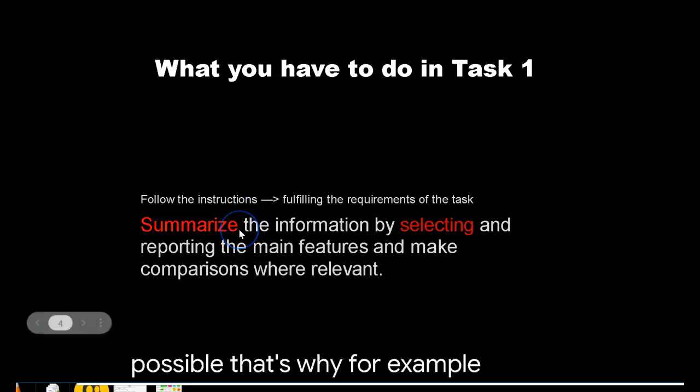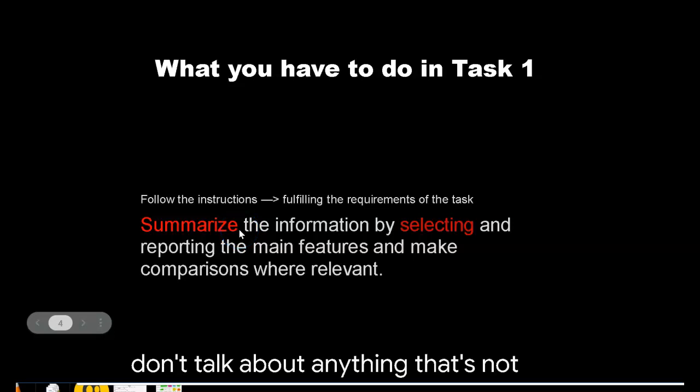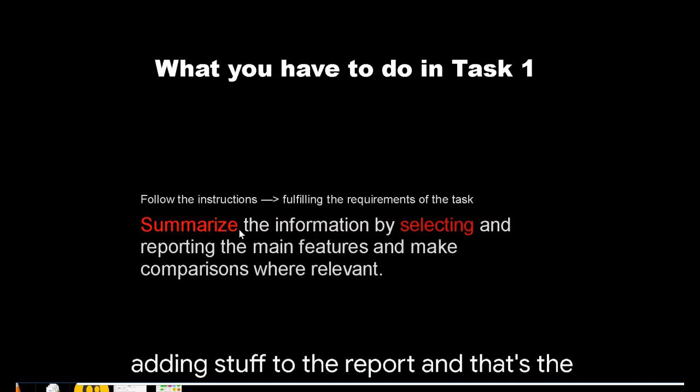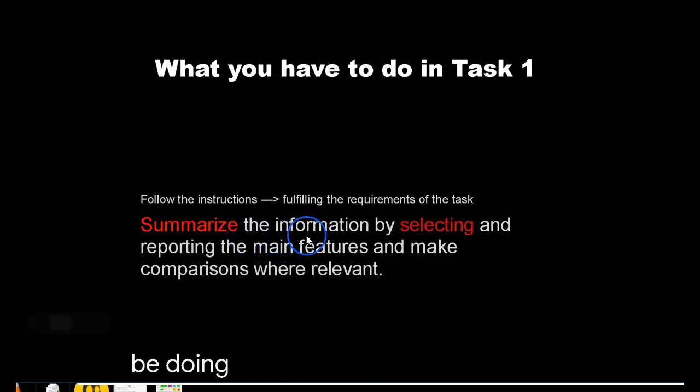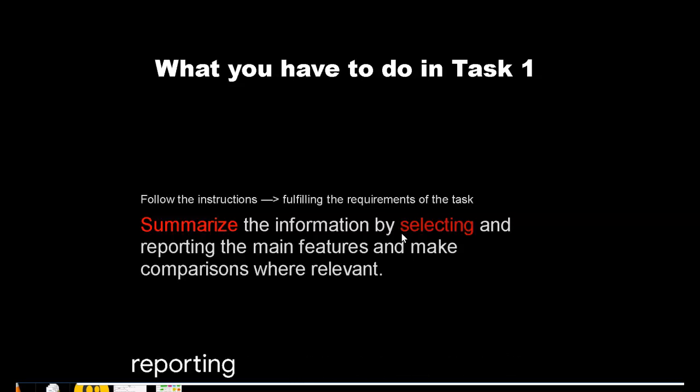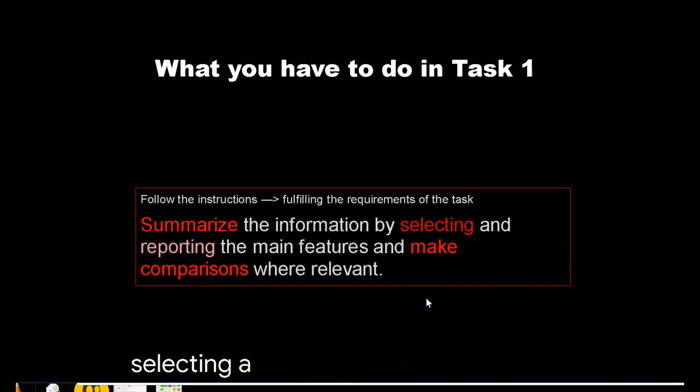That's why, for example, you don't talk about anything that's not on the graph. In that instance, you are adding stuff to the report, and that's the opposite of what you're supposed to be doing. Summarize the information by selecting and reporting what? The main features, not insignificant features, not all the features. You're not really selecting anything if you're reporting everything, are you? Yeah, selecting and reporting the main features.